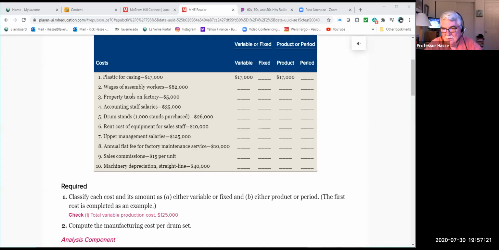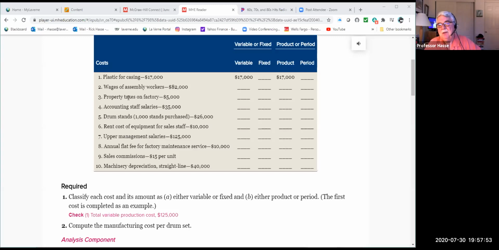materials, labor, or overhead. Notice I didn't classify accounting staff salaries, rent on the equipment for sales staff, upper management salaries, and sales commissions. Those are all period costs that can't be classified as materials, labor, or overhead. But everything else is. Okay? That's an important designation, and they define those in Chapter 19.